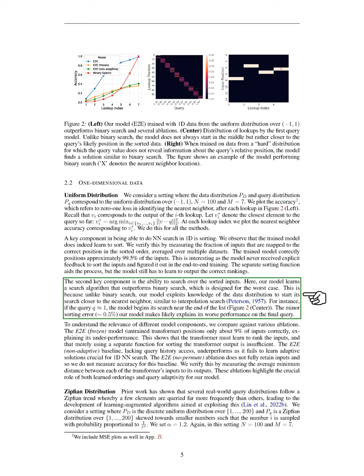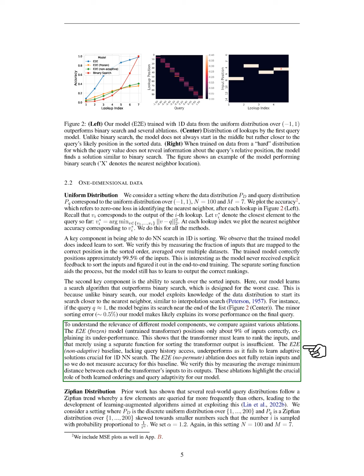Additionally, our model develops a search algorithm that surpasses binary search by leveraging knowledge of the data distribution, allowing it to start searches closer to the nearest neighbor. For example, if the query is close to 1, the model begins its search near the end of the list. The small sorting error we observe likely contributes to slightly reduced performance on the final query.